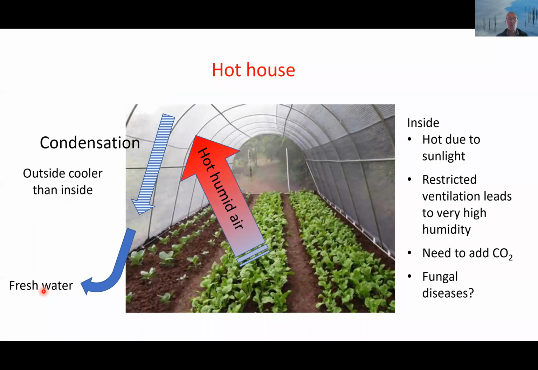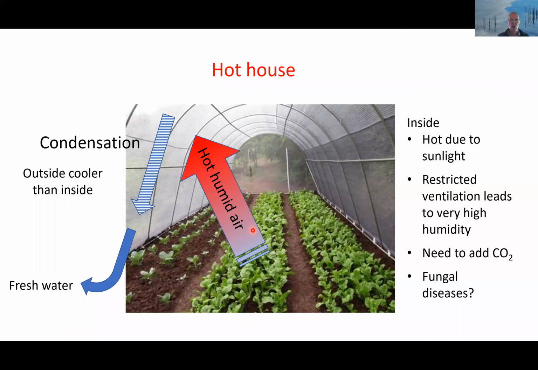The second example is a hothouse, where we restrict ventilation, and as a result, the inside space of this greenhouse becomes very hot and humid. The heat and the humidity arise because of transpiration. This hot, humid air basically condenses on the surface of the greenhouse because you exceed the saturation vapor pressure, and the condensed water runs down the sides and can be collected as a source of fresh water.